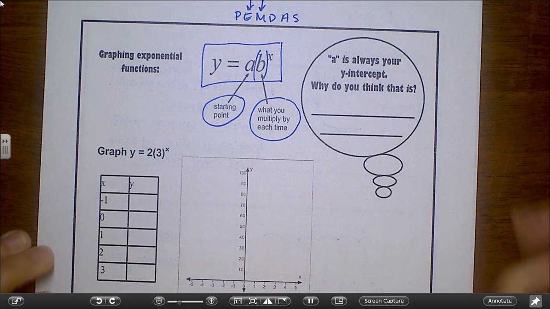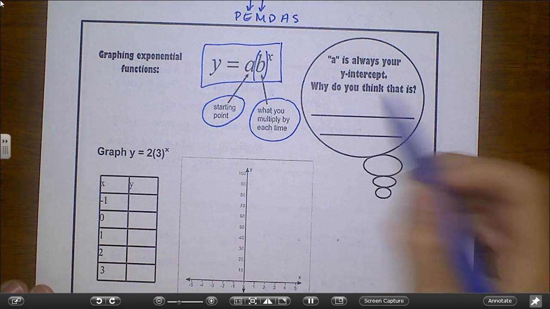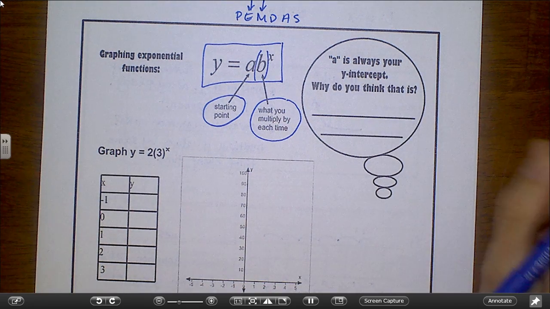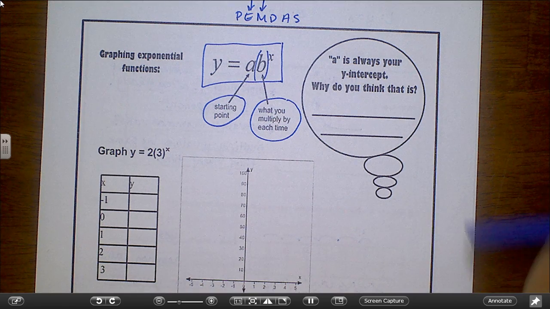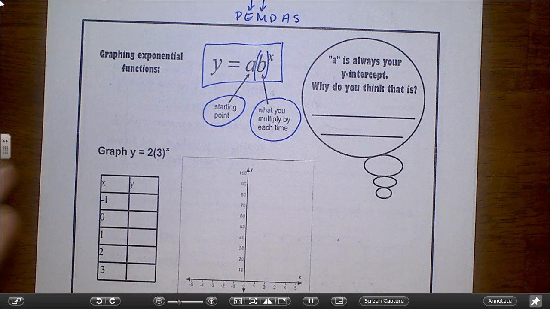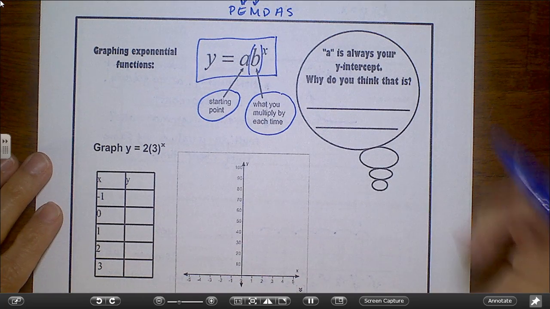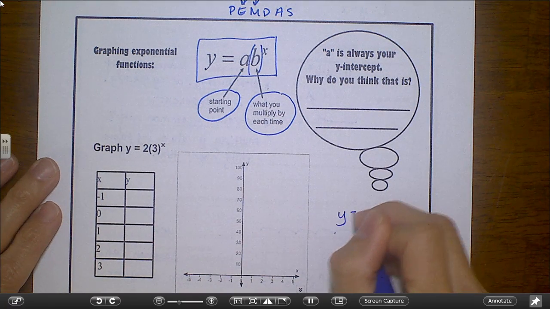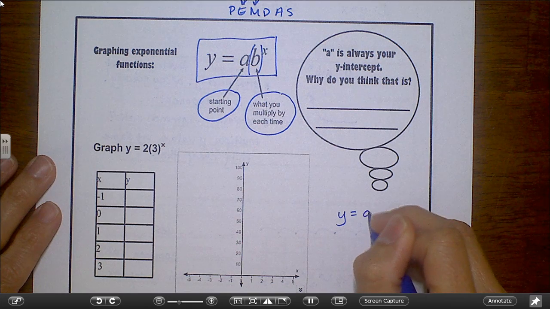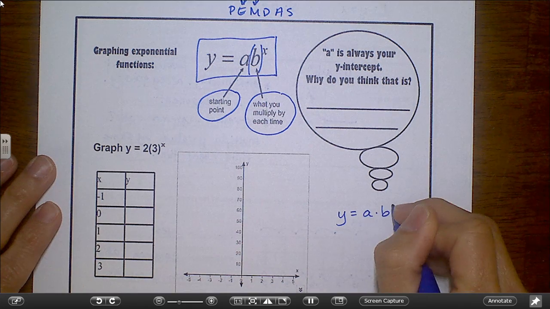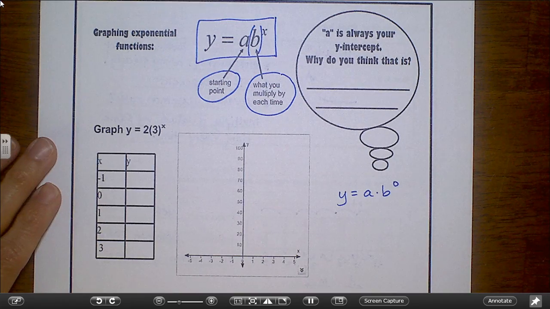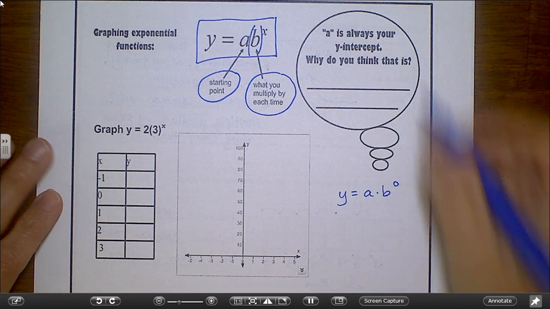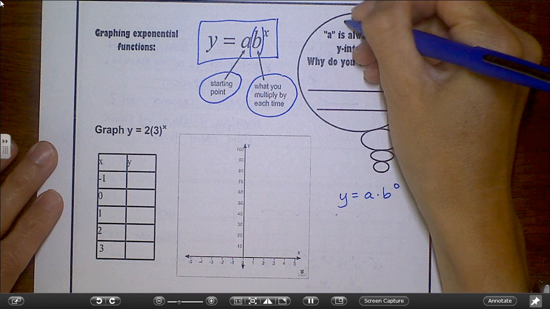Okay. All right. Now over here, a little thought bubble says a is always your y-intercept. Why do you think that is? Well, normally if we're in class, I'd make you guys think quite a bit about it. But what I'm going to do instead is employ your knowledge of rules of exponents, right? So let's think about this. If I had y equals a times b to the 0 power, because remember, to be a y-intercept, x has to equal 0, right?